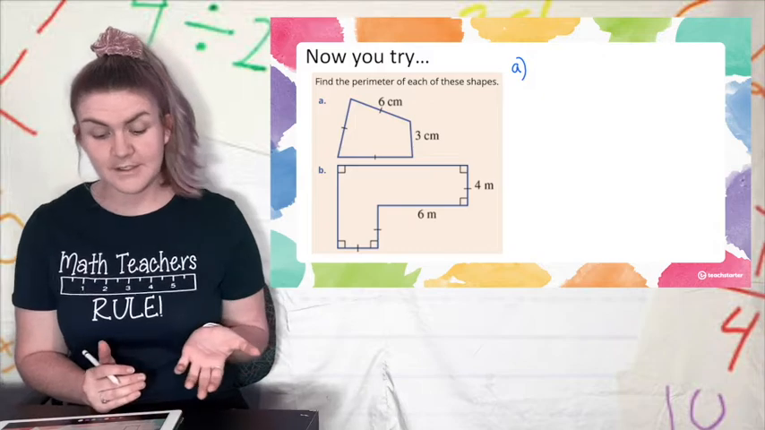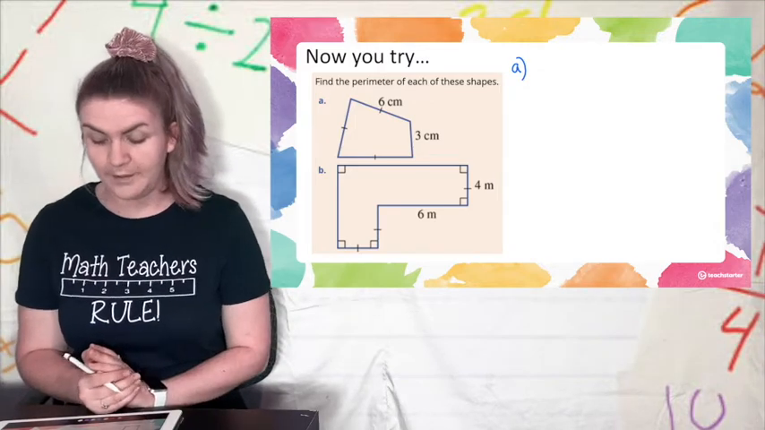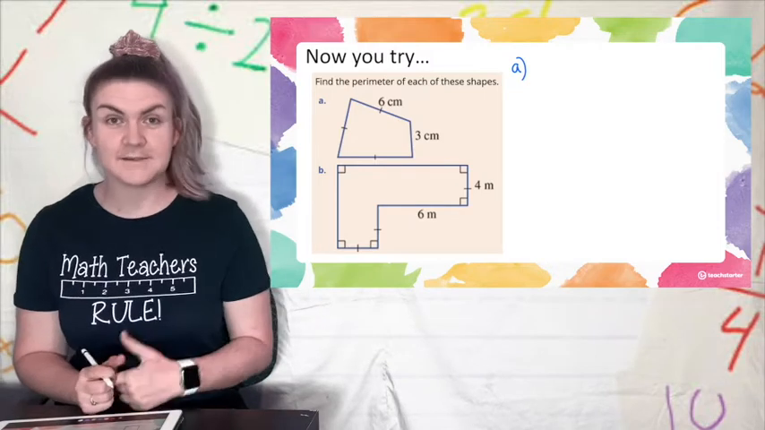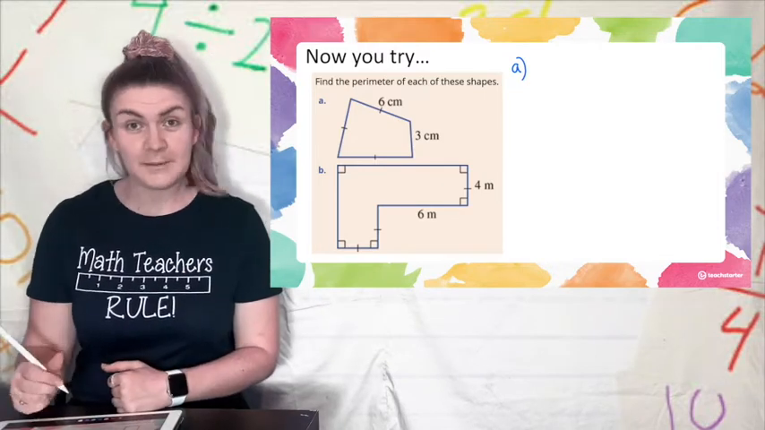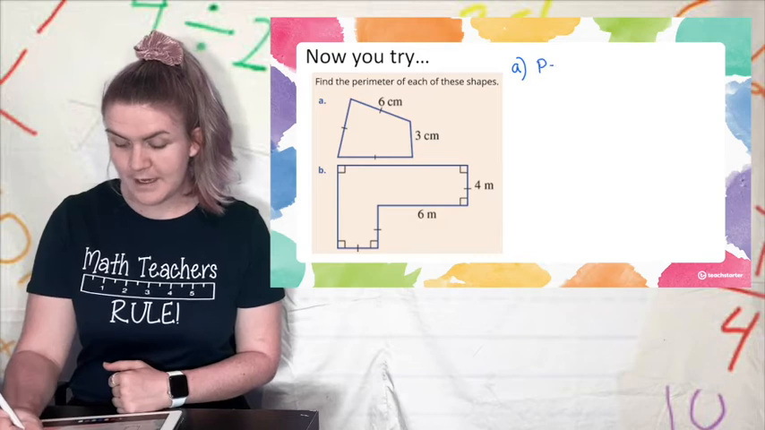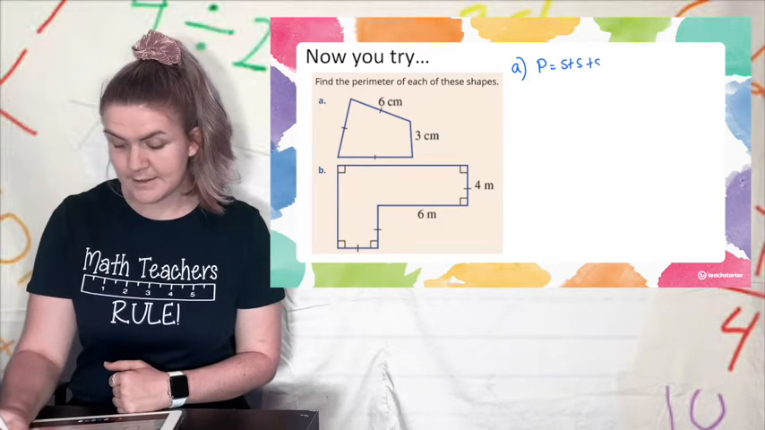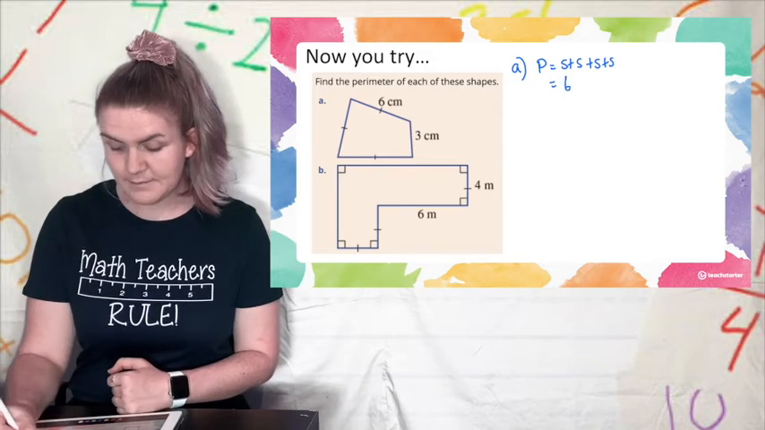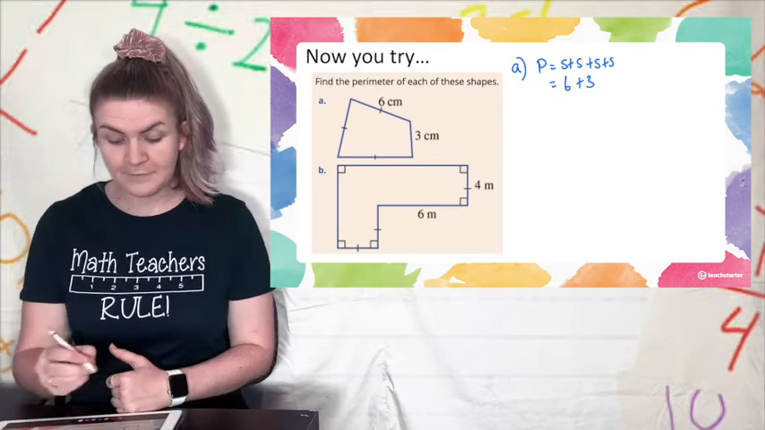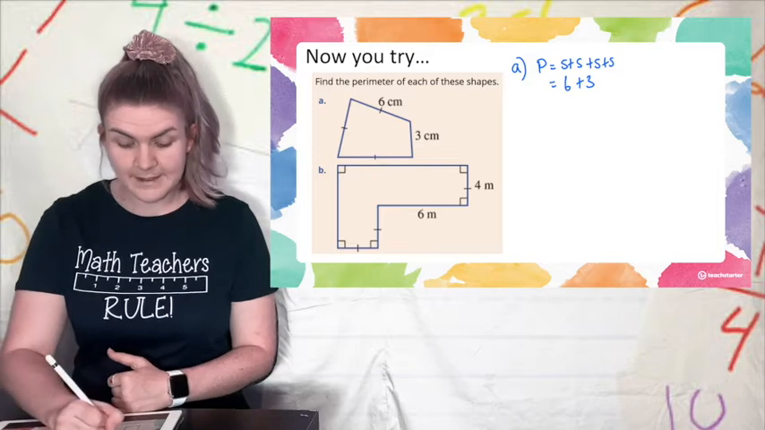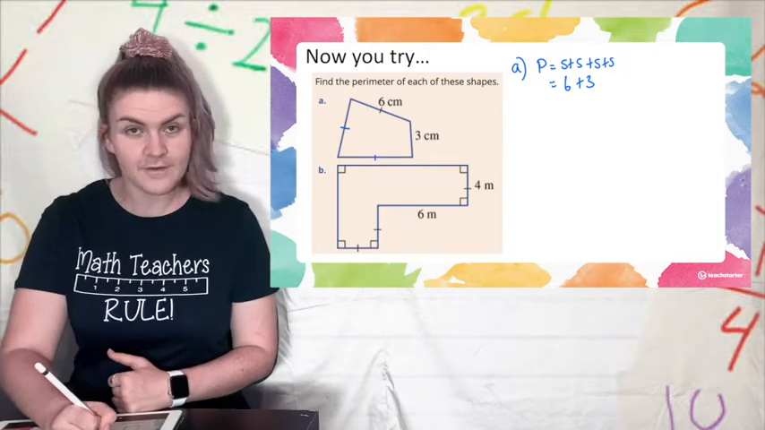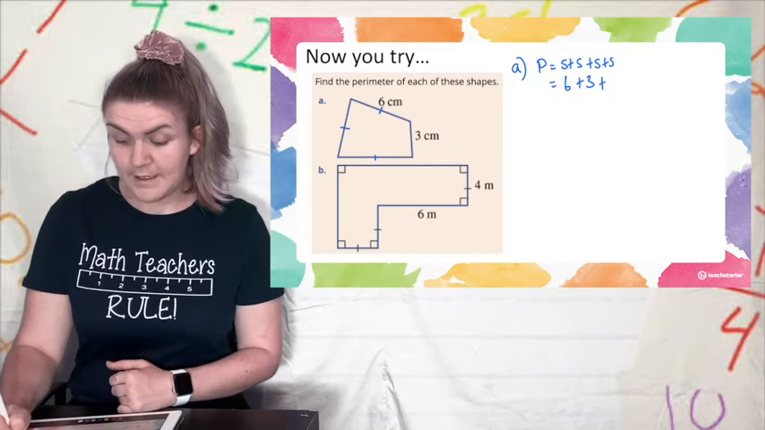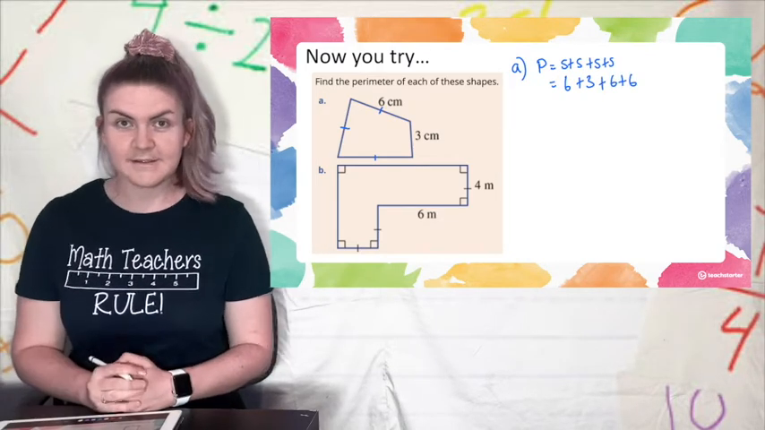A, this is a nice strange little shape, not a regular one. Firstly, I'm going to check that all my measurements are the same. They're all in centimeters, so we're all good. Then I'm going to write out the formula, which is P equals side plus side plus side plus side. All right, I can see I've got a 6 plus a 3. Now I've got 2 more sides, but I can see by the little dash that both of those sides are the same as the 6. So that must mean I've got another 6 and another 6.